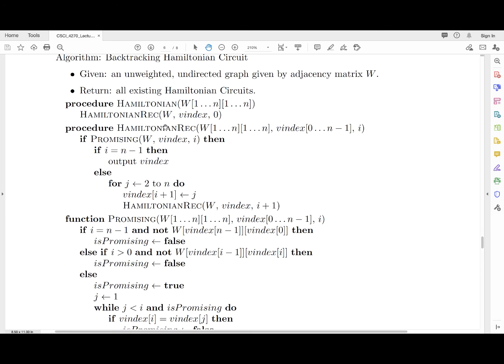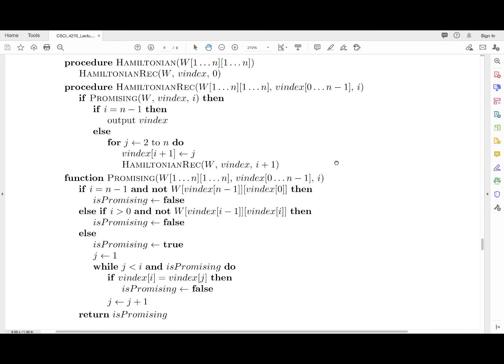And then again, as we said, the main Hamiltonian recursive function goes and traverses the state space tree. If it's promising, then we go further to find the final solution. So that's the Hamiltonian circuit algorithm.